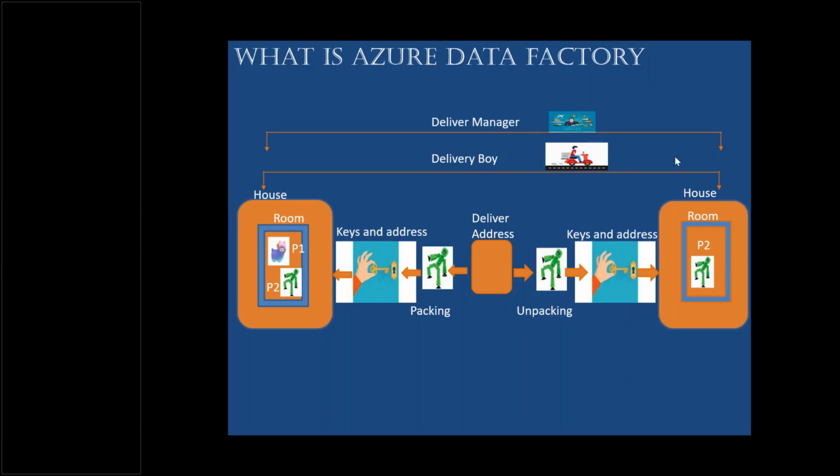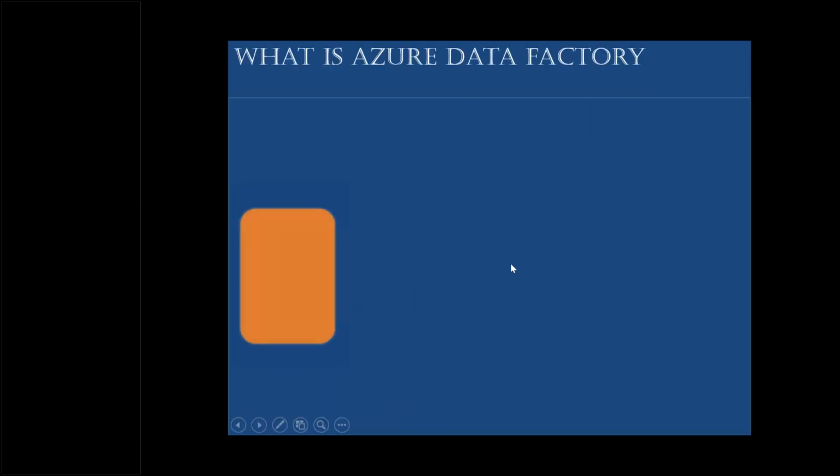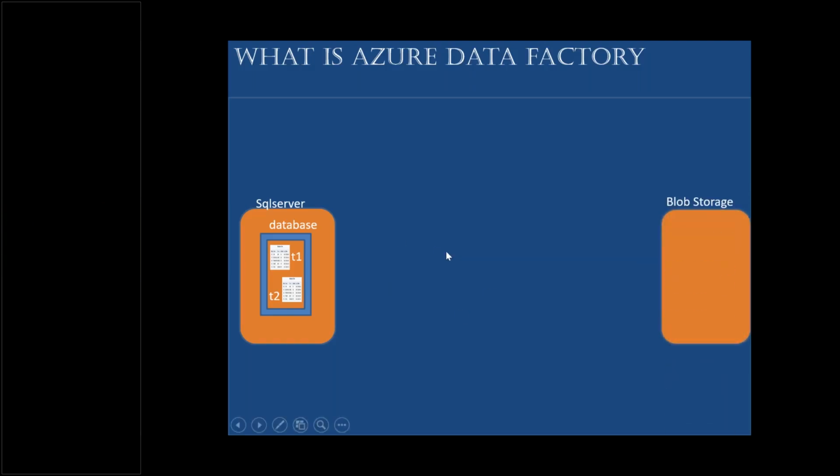Now you will see, I'm just going into Azure Data Factory. Let's say there is a server. There is a database. Okay, so now I have some tables in this database. Table 1 and table 2. Now what I want to do is take these particular tables and copy them into the blob storage, into one of the folders.